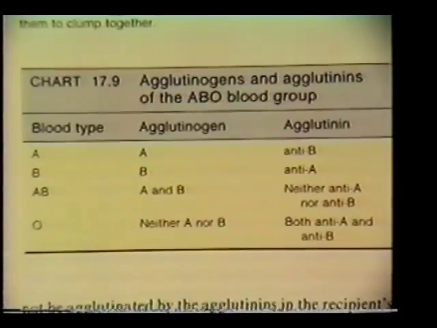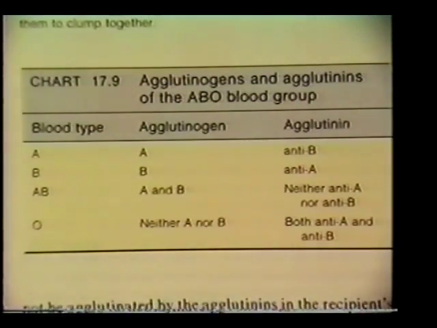This is a review of human blood types. Human red blood cells have antigens, also called agglutinogens, on their cell membranes. There are two antigens, antigen A and antigen B. The ABO blood typing is based on these antigens.